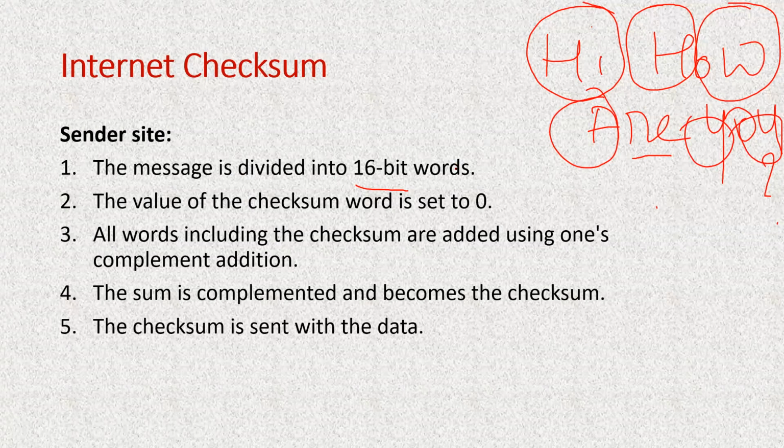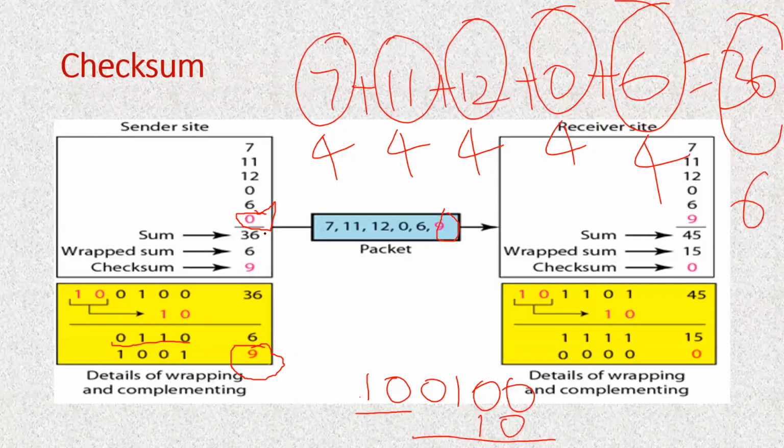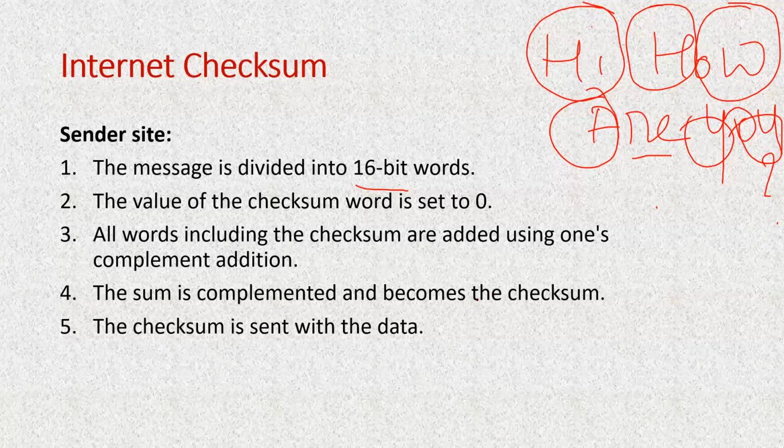Is that clear? Then we assume the value of the checksum at the sender side as 0, like this. Here also we assumed the checksum initially as 0. Then we got the answer as 9. Here also we assume the checksum value as 0.